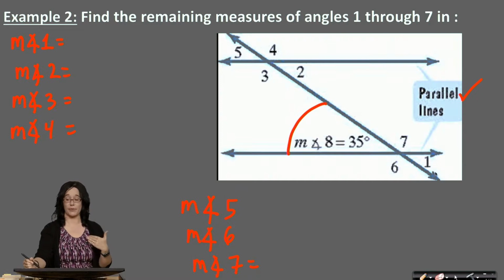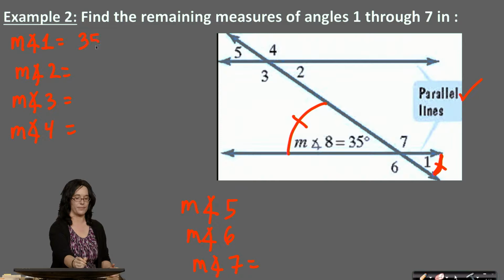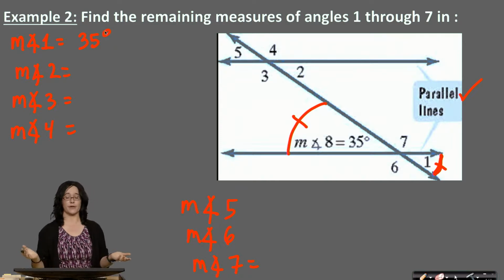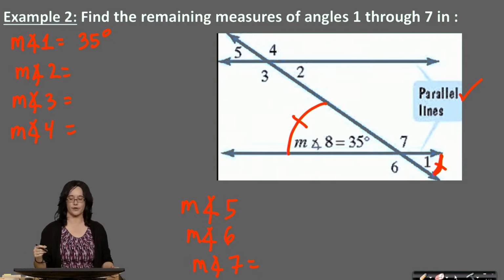Well, I know, for example, that angle 8 and angle 1 are vertical angles, right? So you don't have to start there, but you could if you see it, which means that they are congruent to each other. So if angle 8 is 35, so is angle 1. So I did that by vertical angles. What else do I know? I also know that alternating exterior angles are congruent. So angle 1 is congruent to angle 5. So I could also complete angle 5 is 35 degrees.